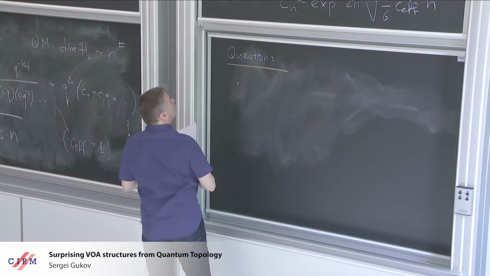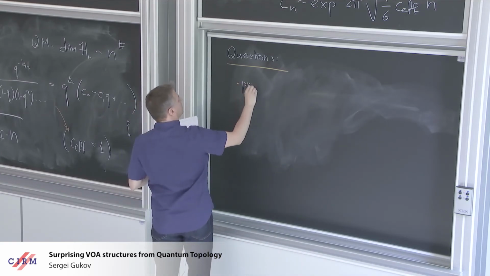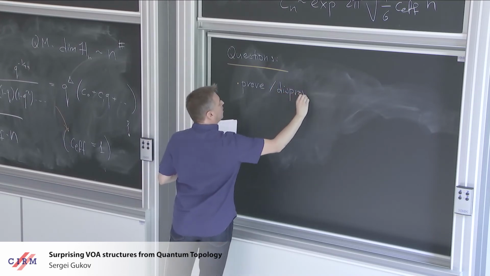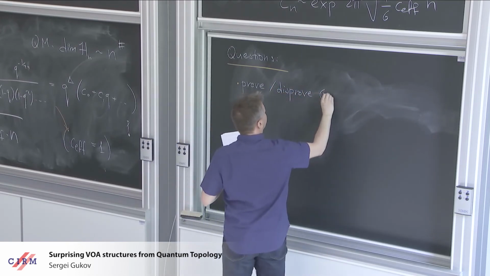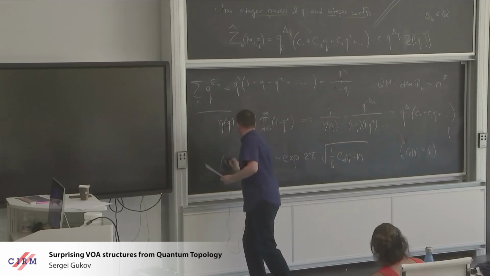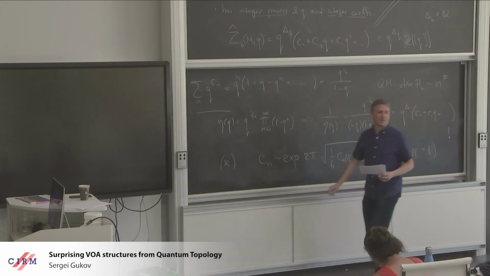So prove or disprove this growth. So either prove or disprove. Let me call this formula star, this rate of growth that we know from unitary VOAs.